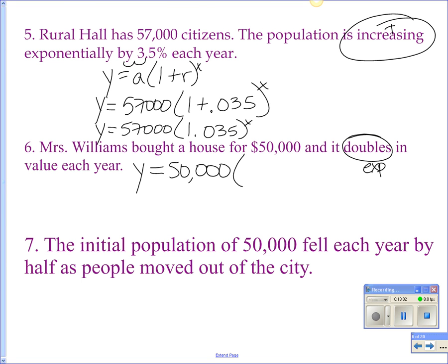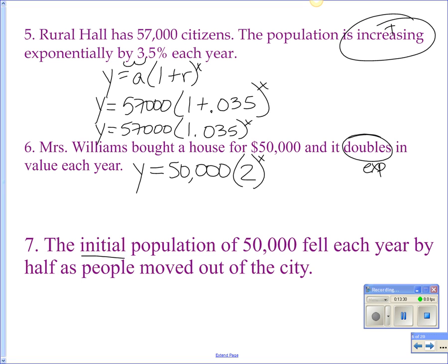If we are doubling, what are we multiplying by? 2. We're multiplying by 2. The only thing you put in the parentheses on this one is a 2. Why do you think the only thing I put in the parentheses is a 2? Because doubling means to times by 2, and that's all you have to do. Okay? Number 7, the initial.